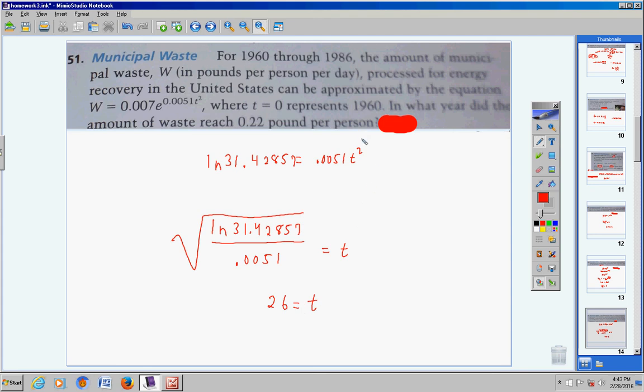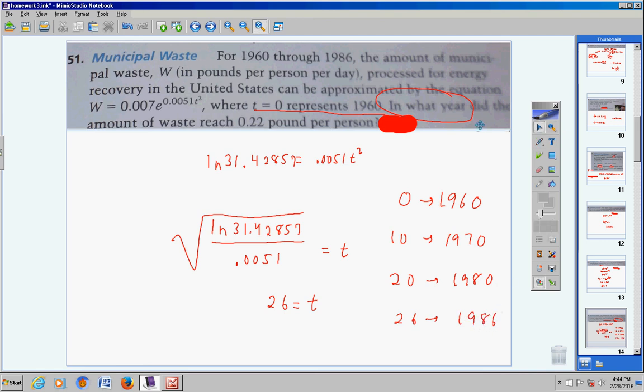It did not say how long would it take. It said in what year. So 0 represents 1960. That's what it says right here. So 10 years later, that would be 1970. 10 more years later, up to 20, it's 1980. And then 6 more years, that would be 1986. So in 1986 is when the amount of garbage or waste per person is to be 0.22 pounds per person. Okay, let's move on to the last problem.